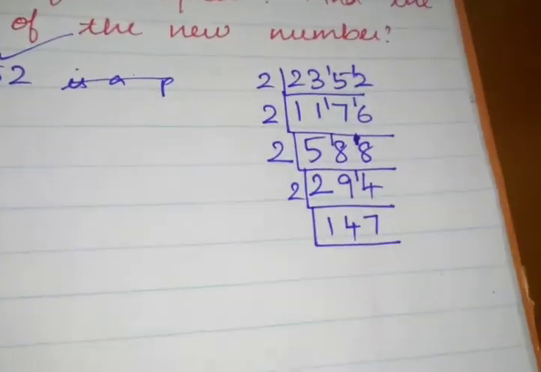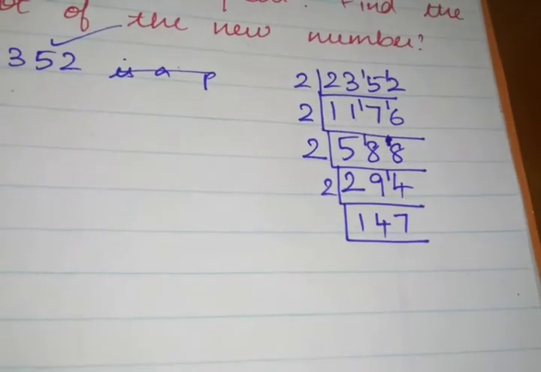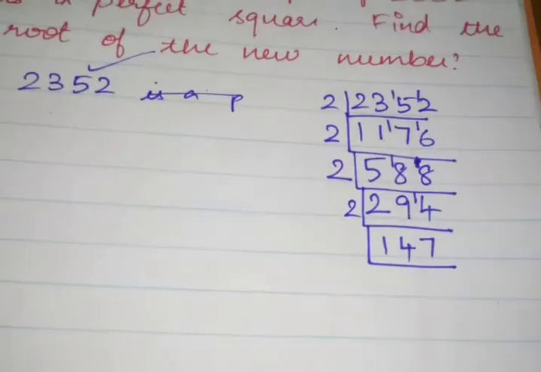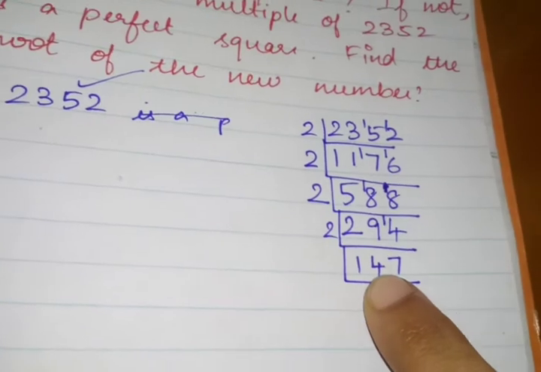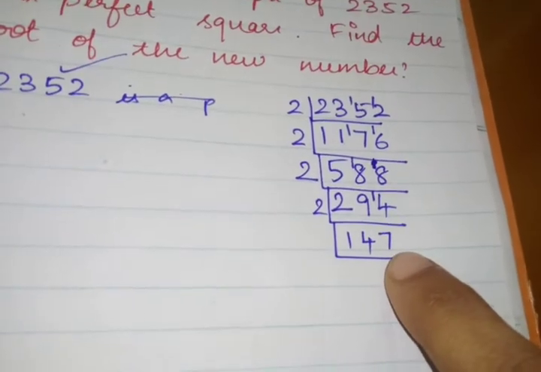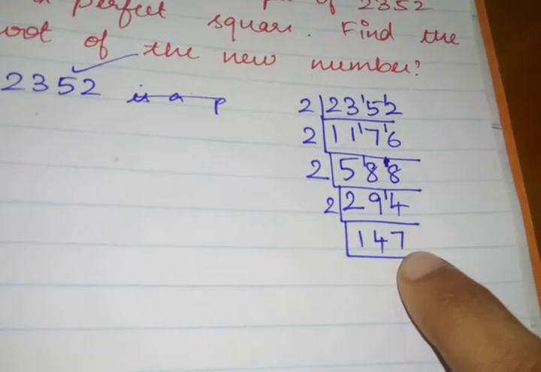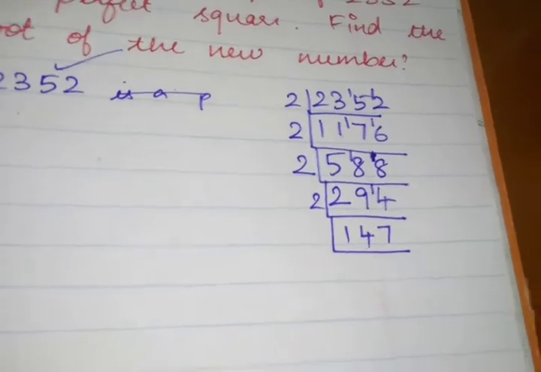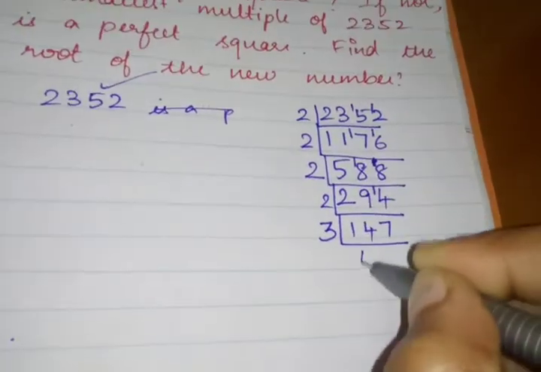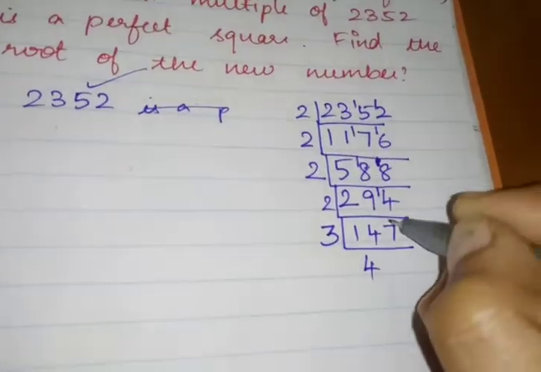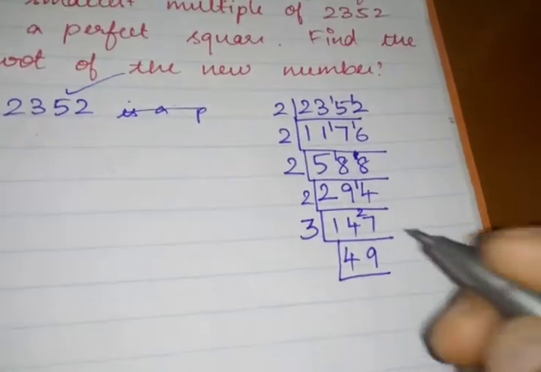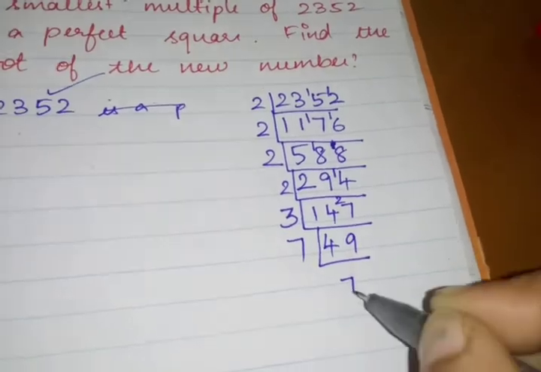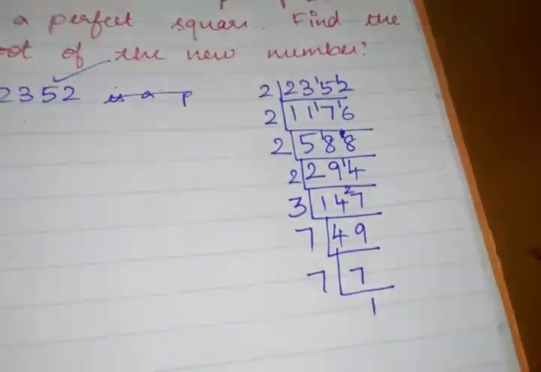147 comes in which table? You add it and see. 1 plus 4, 5. 5 plus 7, 12. 12 is a multiple of 3. So it comes in the 3 table. 4 3s are 12, remainder 2. 9 3s are 27. Next, 49 is 7 7s are 49. Then 7 1s are 7.